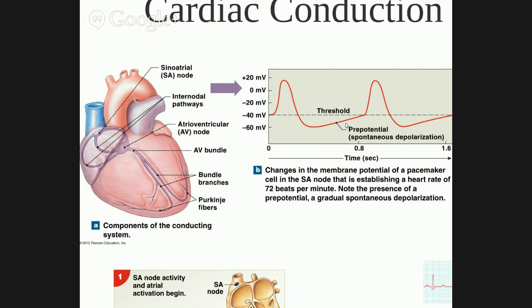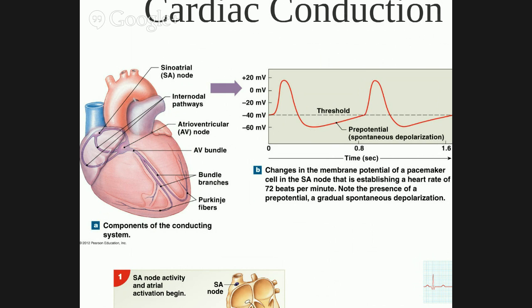The reason this happens is that these cells have a set of sodium channels that are always open. So there's always sodium entering these cells kind of slowly. And once the membrane potential reaches threshold, which in this picture is depicted as negative 40 millivolts, once it hits that point, then all of the voltage-gated sodium channels will open up and you get an action potential just like you studied back in ANP1. Okay. These are autorhythmic cells.